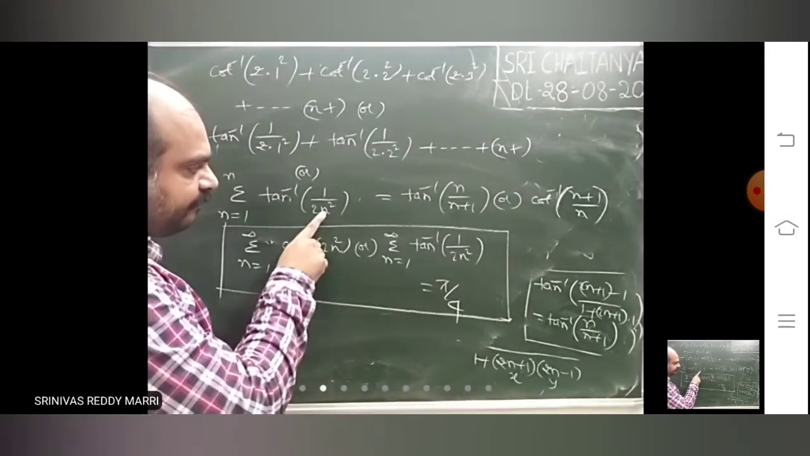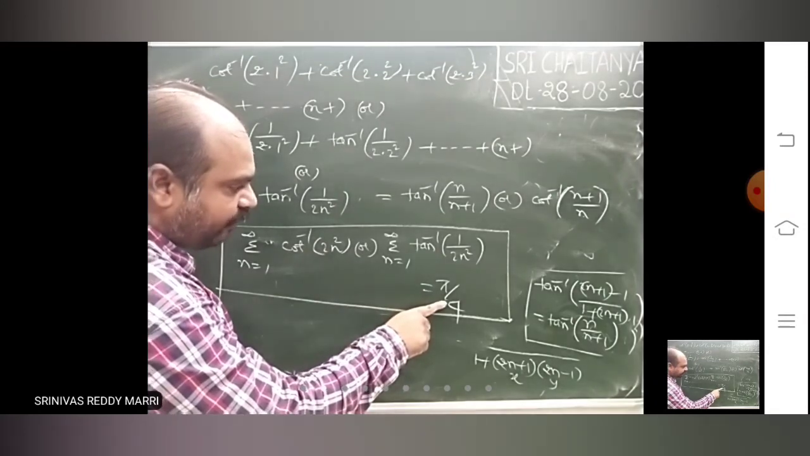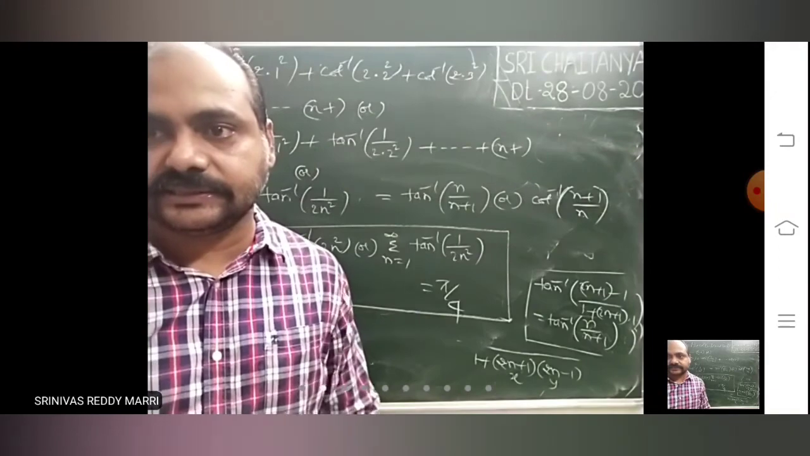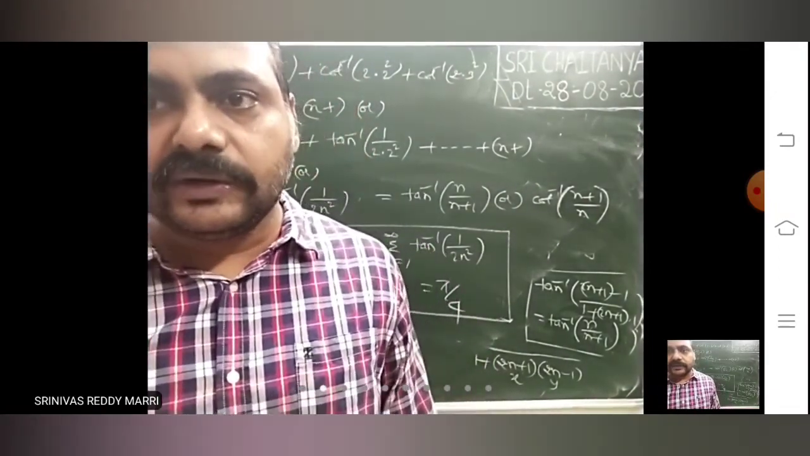Remember this formula. Remember this formula. Especially the infinite case, he will ask more. Pi by 4 is the answer for the infinite series. Okay? Any doubt is there?